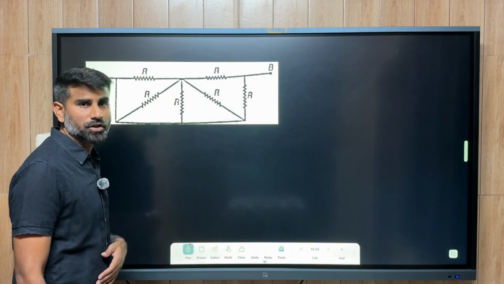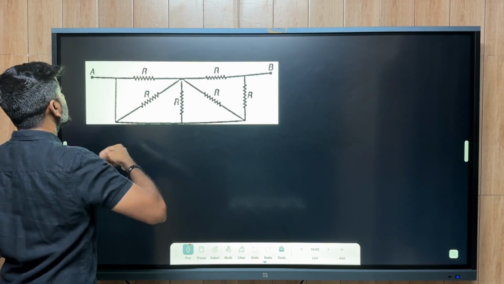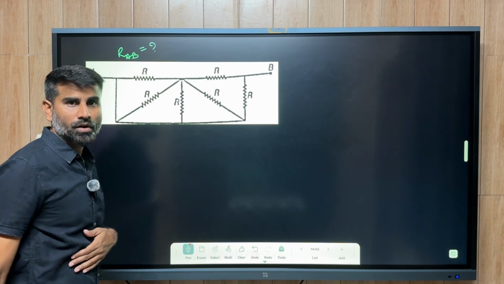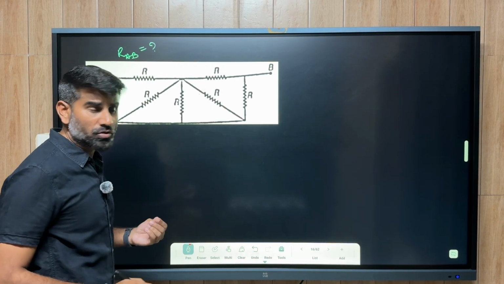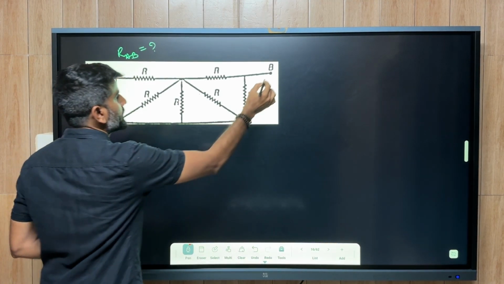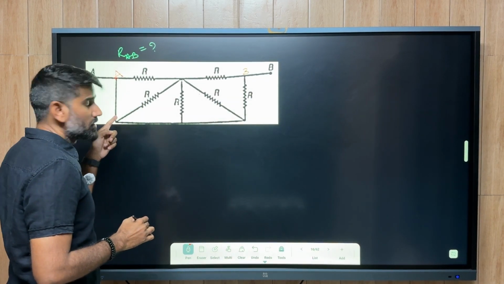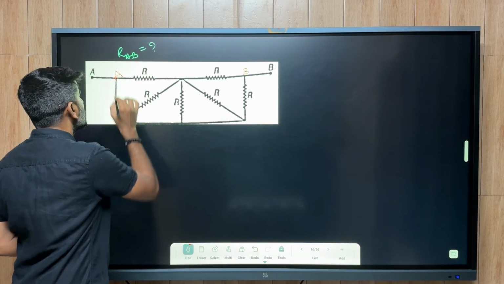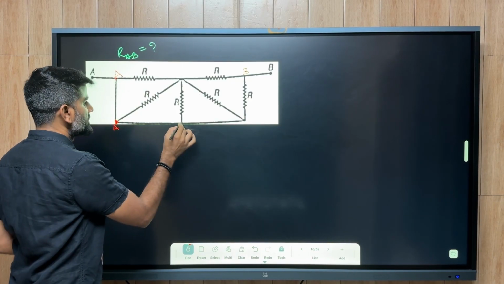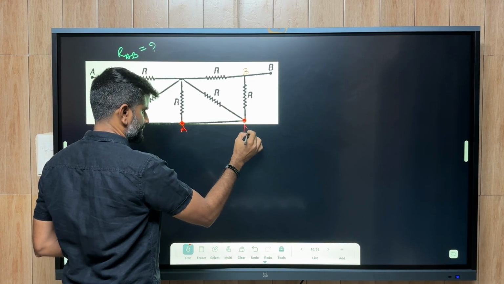Here we have an example. We need to find the equivalent resistance between A and B. This is the question. The potentials that we already know: here we have A, that means this point is also A, and here we have B, that means this point is B. As a wire is connected, with no resistance or any other electric component, if this potential is A, then this potential also should be A, and this potential also should be A.